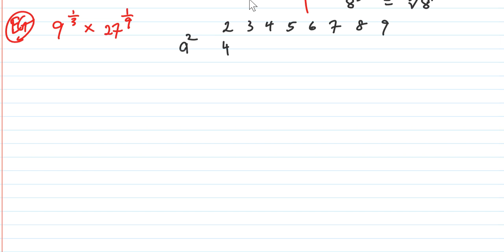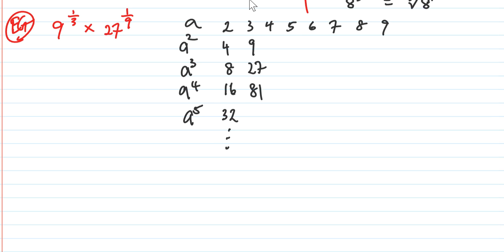Let's go to a square, a cube, a to the power 4. So you have things like 2: 2 square is 4, 2 cube is 8, 2 to the power 4 is 16. In this case, a is 2. So 2 to the power 5 is 32, and so on and so forth. Likewise for 3, you can have 3 square is 9, 3 cube is 27, 3 to the power 4 is 81, and so on. And likewise, you can do the same for 4, 5, 6, 7, 8, 9.